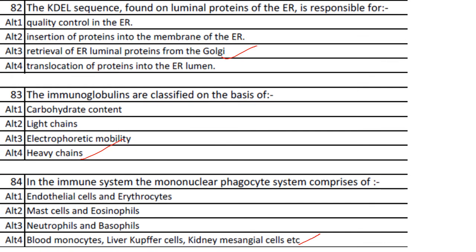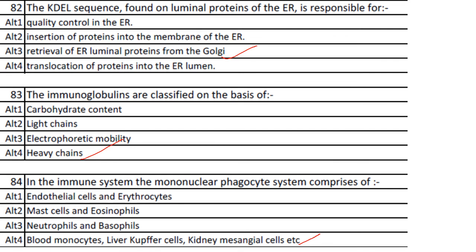The next one. The KDEL sequence found on the luminal proteins of the endoplasmic reticulum is responsible for. So the KDEL sequence prevents a protein from being secreted from the endoplasmic reticulum and facilitates its return if it is accidentally exported out of the endoplasmic reticulum. A protein with a functional KDEL motif will be retrieved from the Golgi apparatus by retrograde transport to the endoplasmic reticulum. So it prevents the protein from being secreted, and also makes it retrograde its transport to the endoplasmic reticulum if by chance it moves to the Golgi apparatus. So the answer is retrieval of endoplasmic luminal proteins from the Golgi.